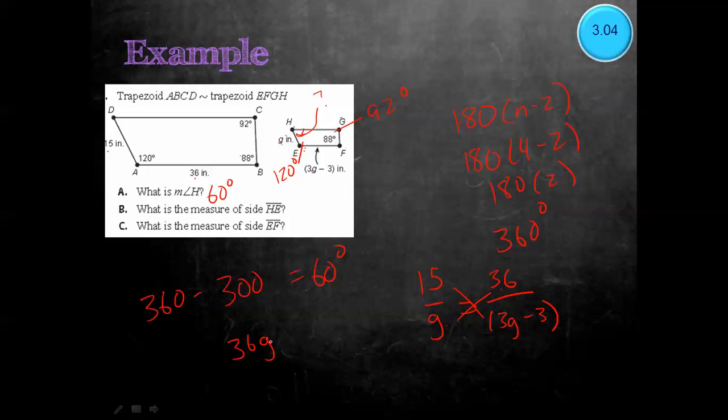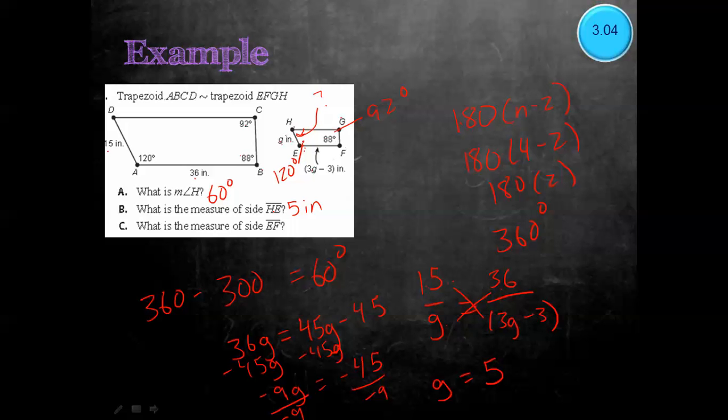So I have 36G. And then here, remember, I have to distribute. 15 times 3G is 45G. And then 15 times negative 3 is negative 45. So now I want to subtract 45G from both sides. And that's going to give me negative 9G equals negative 45. Divide by negative 9, and I'm going to get G equals 5. So side HE is going to be 5 inches.